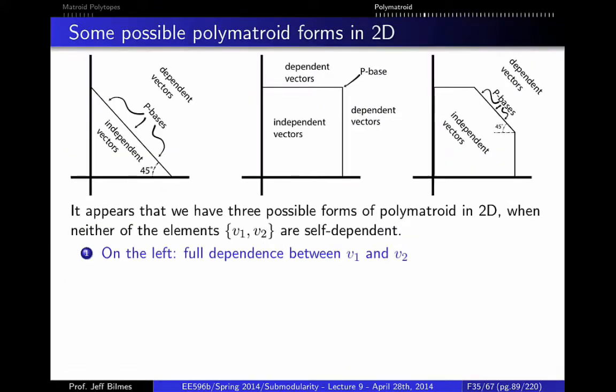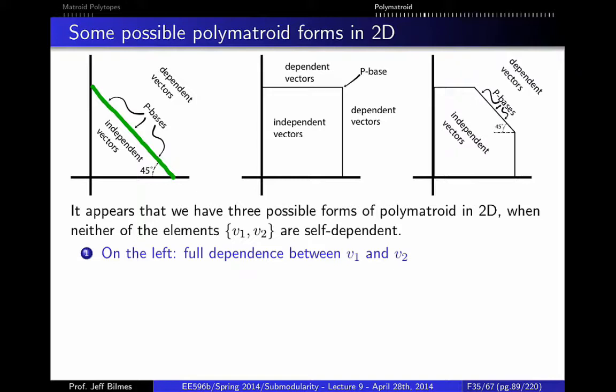So what is a polymatroid? It seems like we have three possible shapes. One case we saw before on the left, which reminds us very much of a matroidal polytope, right? Where we have as p bases all of these guys. Well, sorry, maximal independent sets. We have all these guys, right? As p bases of the polymatroid.